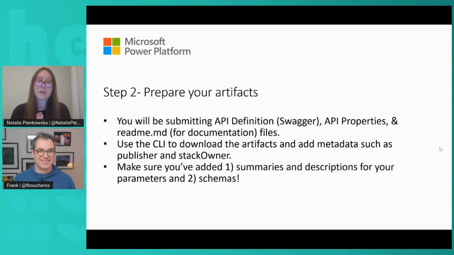And then you will prepare your artifacts. So you have 3 artifacts. We saw a little sneak peek of that in the GitHub. The API definition, which is a Swagger file, API properties, which talks about authentication, and the README file, which is directly put into the documentation. And then you'll be using the CLI, the Paconn CLI tool to download the artifacts and add any necessary metadata. All of this is in our documentation to help you get started step by step so it's clear.